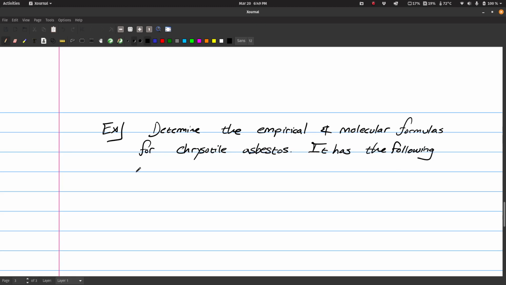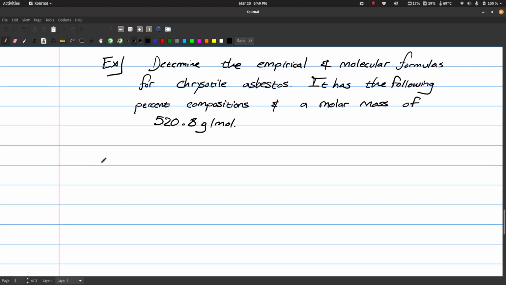Following percent compositions and a molar mass of 520.8 grams per mole. Alright, so I'm going to write the percent compositions underneath. I'm going to just do it vertically since it's easier for me to represent it. So we have magnesium, silicon, hydrogen, and oxygen. So I'm going to do some vertical columns here.